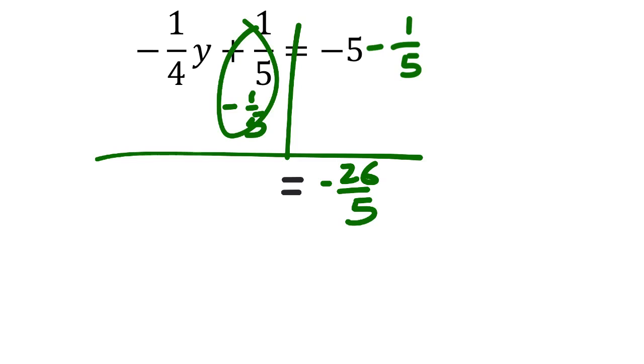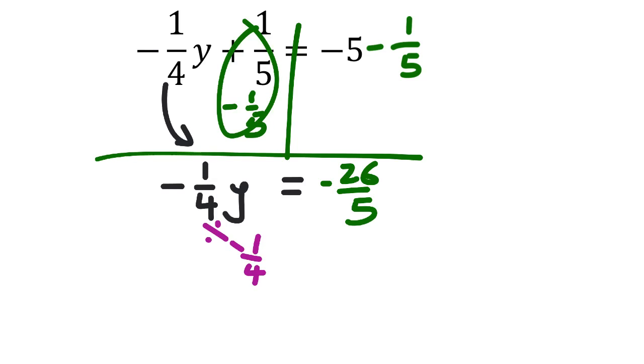Now this should equal what we had remaining, which was the y stuff. Negative 1/4 y equals negative 26 fifths. At this point, I'm going to divide both sides by negative 1/4. Why? Because anything divided by itself is 1, and what we really want is 1y. So if I do it to one side, again, I must do it to the other side. Negative 26 fifths divided by negative 1/4. Again, I'm going to put that in the calculator to see what it is. The calculator gave us positive 104 fifths.